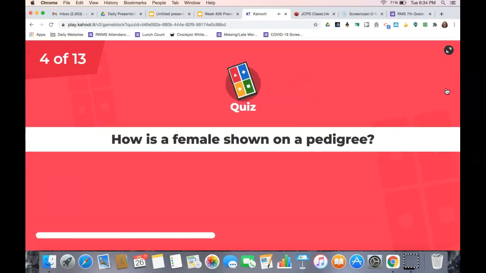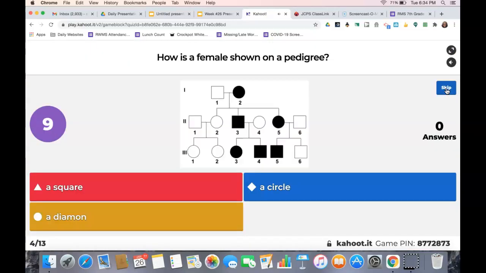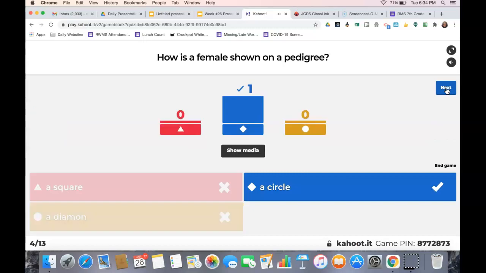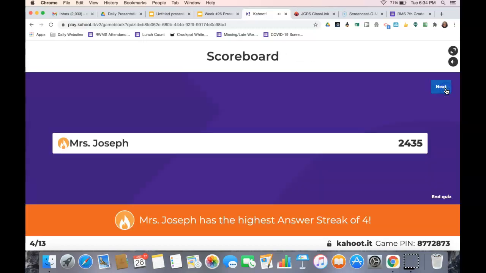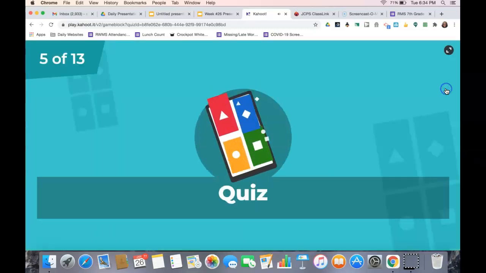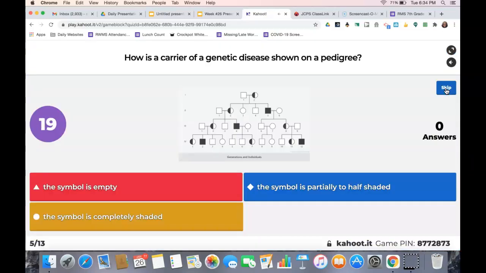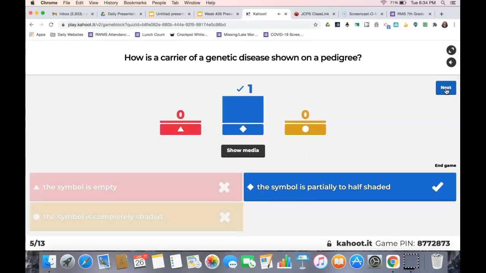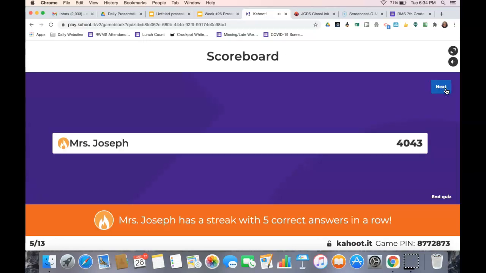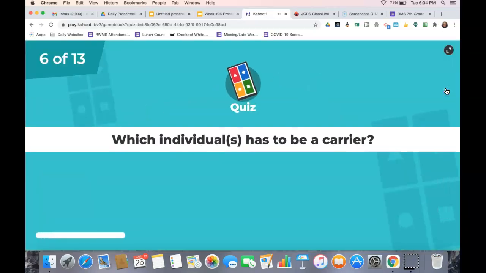Next question, how is a female shown on a pedigree chart? Well, she's going to be a circle. Females are circles. And then next question, how is a carrier of a genetic disease shown? They're going to be half shaded, okay? If they're a carrier, they're half shaded. That means that they carry the trait, but that it doesn't show up.